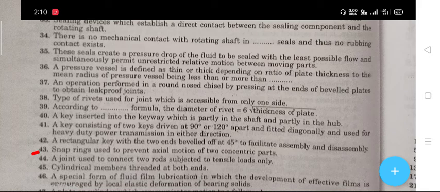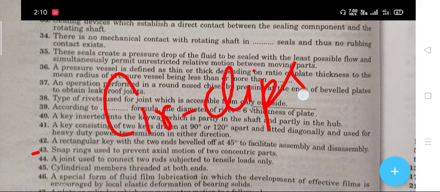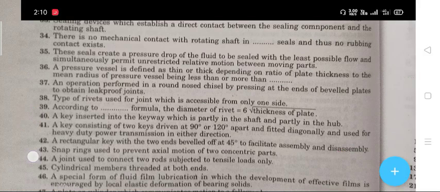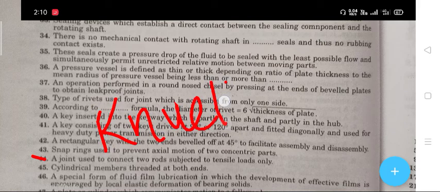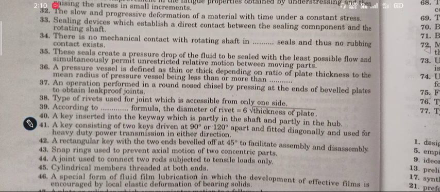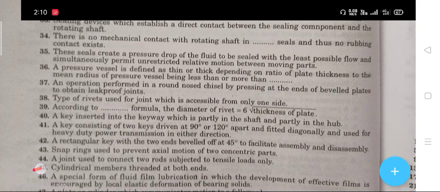Snap rings used to prevent axial motion of the two concentric parts. Right answer is circlips. Next question, question number 44 is that a joint used to connect two rods subjected to tensile loads only. The right answer is knuckle joint. Next question, question number 45.